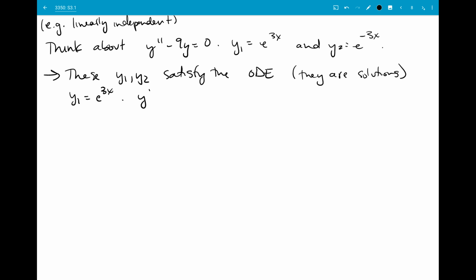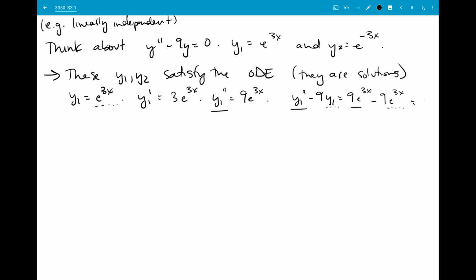y1 is e to the 3x. So y1 prime is 3 e to the 3x. And y1 double prime is 9 e to the 3x. So when you take y1 double prime minus 9y1, you get 9 e to the 3x minus 9 e to the 3x, which is 0.